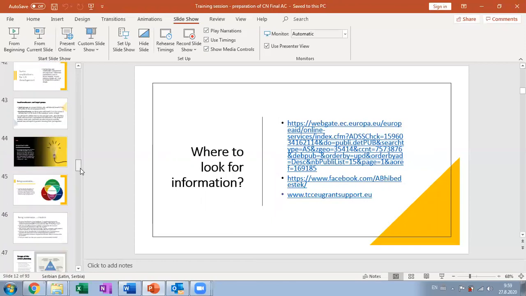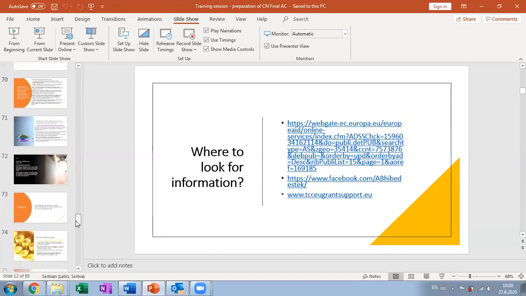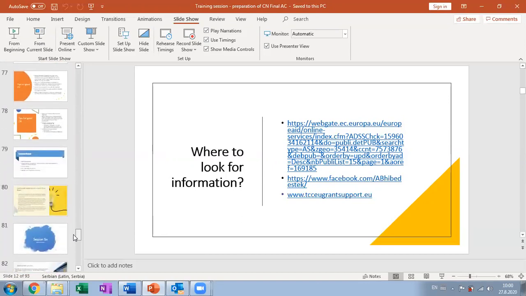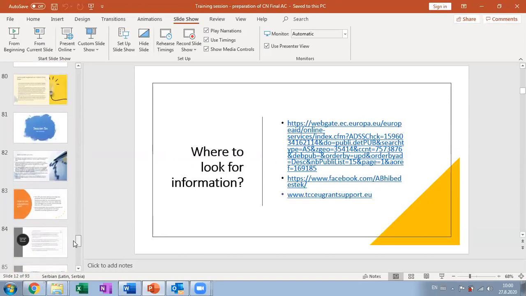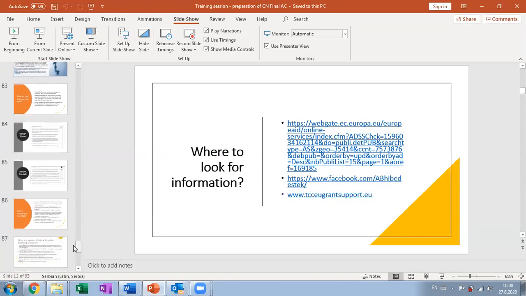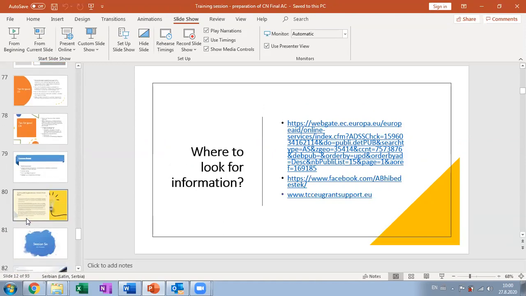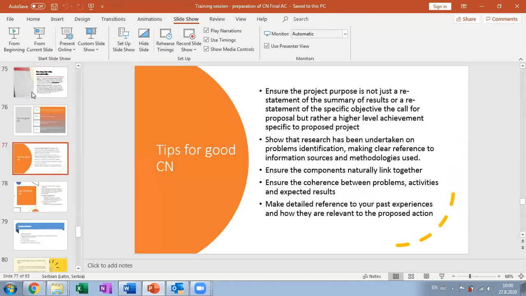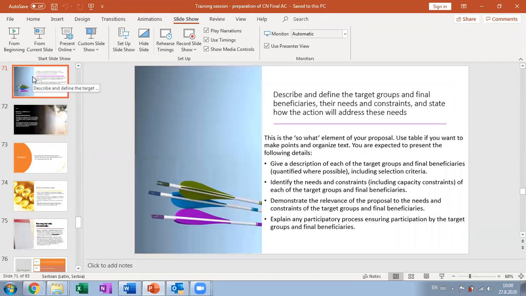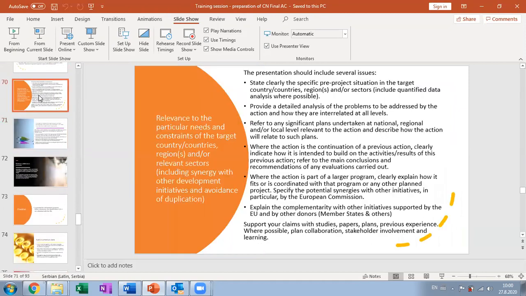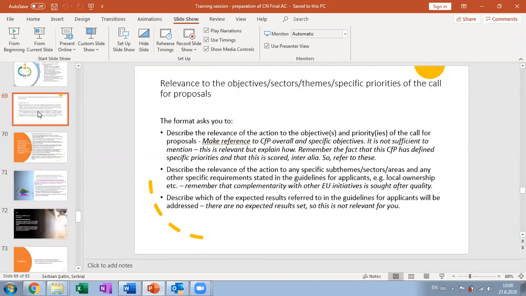So yeah, this is where you can get the guidelines for applicants. Hugely important document. You have to really study this carefully before submitting, because most mistakes, most errors are made because people don't carefully read the guidelines.